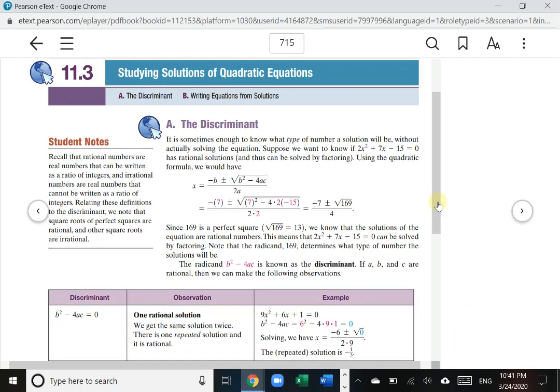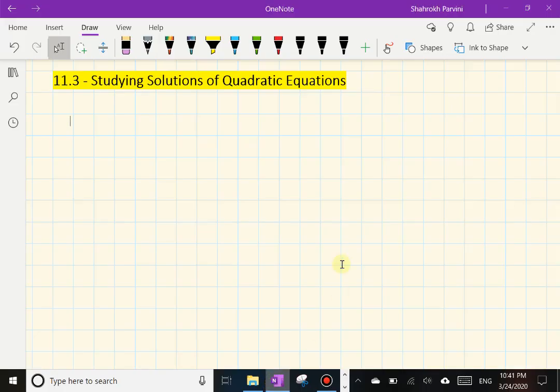Now, as you can see, we're in section 11.3 on page 715 of your textbook. It all begins with the idea of the discriminant, what you see in here, the discriminant of a quadratic equation. So let me go to my notes and we're going to start talking about this. So first, remember the general quadratic equation we're going to talk about is as follows. We have ax squared plus bx plus c equals 0. That's the form of the quadratic equation.